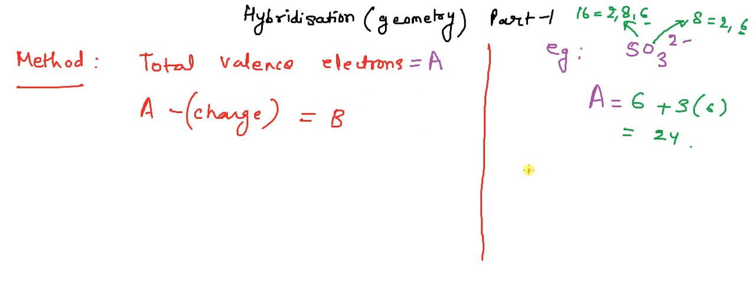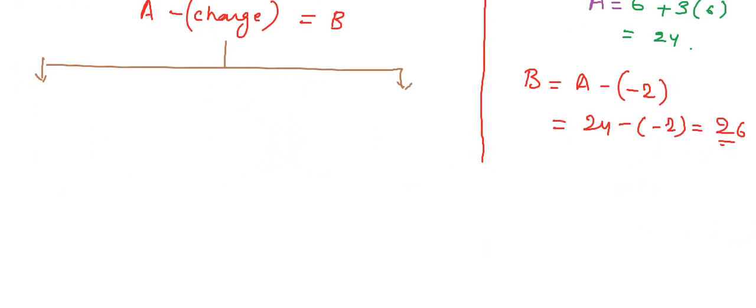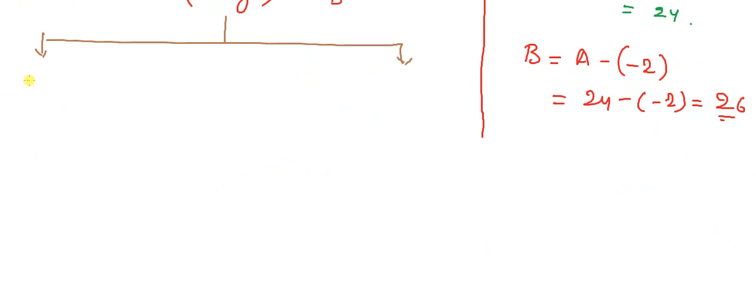So let's calculate B here. B is going to be A minus the charge which is present. And here the charge is minus 2. Okay, so it should be 24 minus of minus 2, that is 26. You've got the value of B? Okay, great. Now here are two cases. Either you'll get B to be less than or equal to 8, or it will be greater than 8.